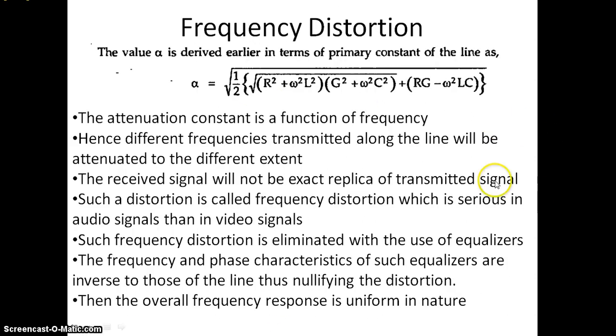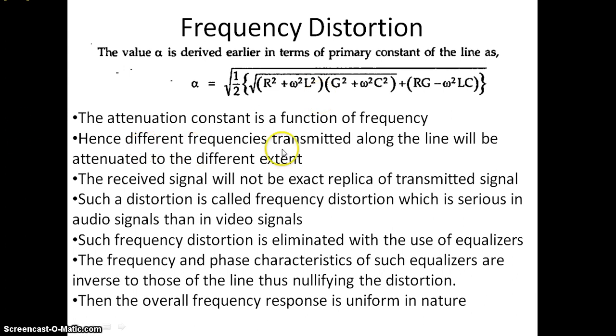Next one is frequency distortion. Already we have derived the expression for attenuation constant like this. So this is the expression for the characteristic attenuation constant. In this itself we have seen that there exist omega terms. That means this attenuation constant is dependent on the frequency. It's a function of frequency.